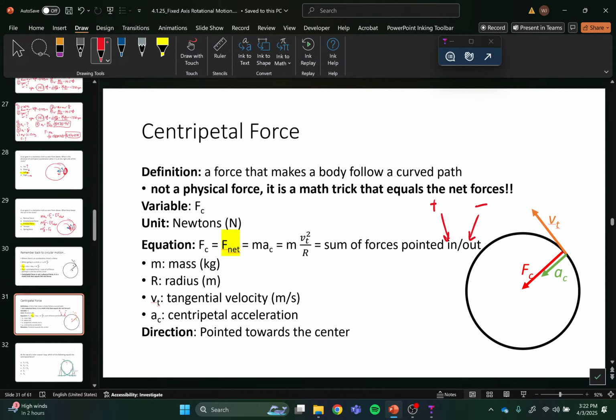And the centripetal force always points towards the center. If it didn't point towards the center, there's no reason for you to stay in a circle anymore. But yeah, my hope with this one is that you realize it's just ma equals net forces. We're just not working in up, down, left, right. We're working in circle, out of circle. It's the same process that you've done before.